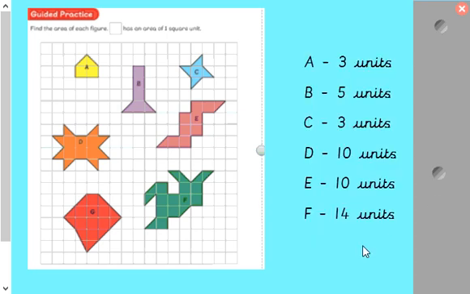Okay, have a little look. You've got here from shape A down to shape F, your answers there. Now I've put them in units, square units. Just have a little look, see if you agree. Press pause while you're doing it and press play when you're ready to resume.